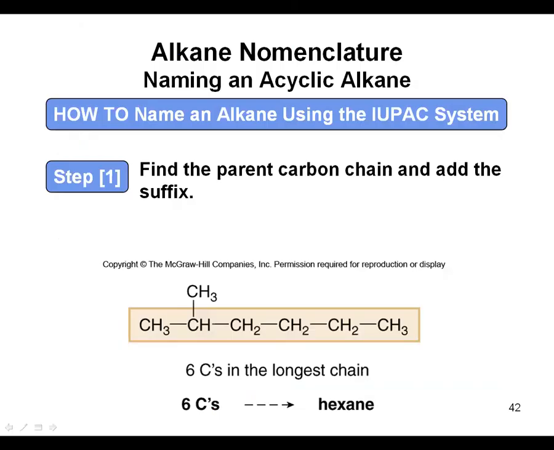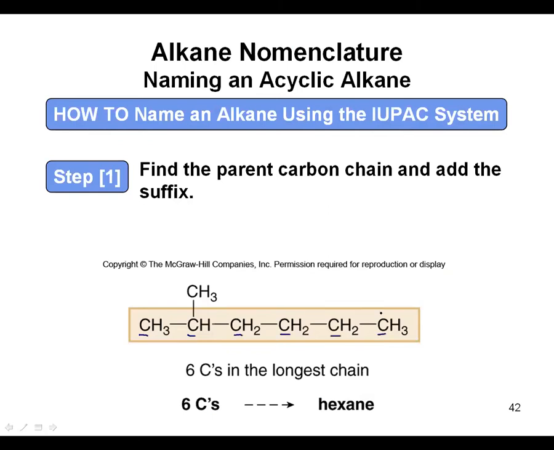All right, so let's go through naming these guys here together and talk about what we want to do. So if we take this one here that we have on the screen, again, the first thing that you want to do is locate the longest carbon chain. So we got 1, 2, 3, 4, 5, and 6.